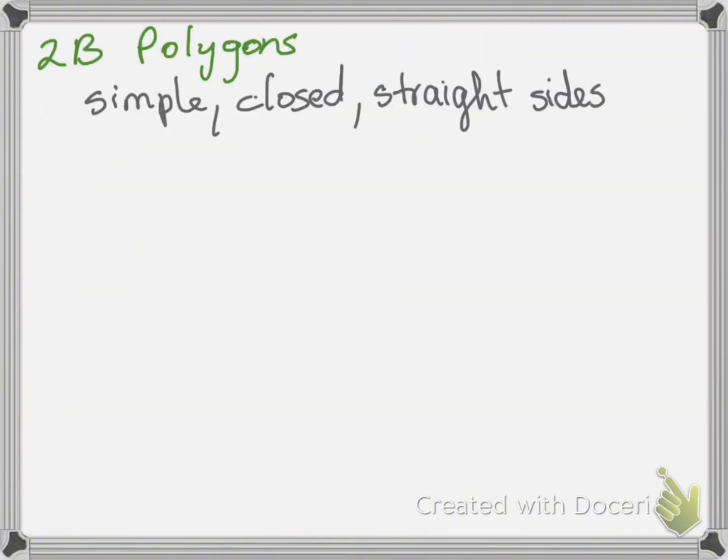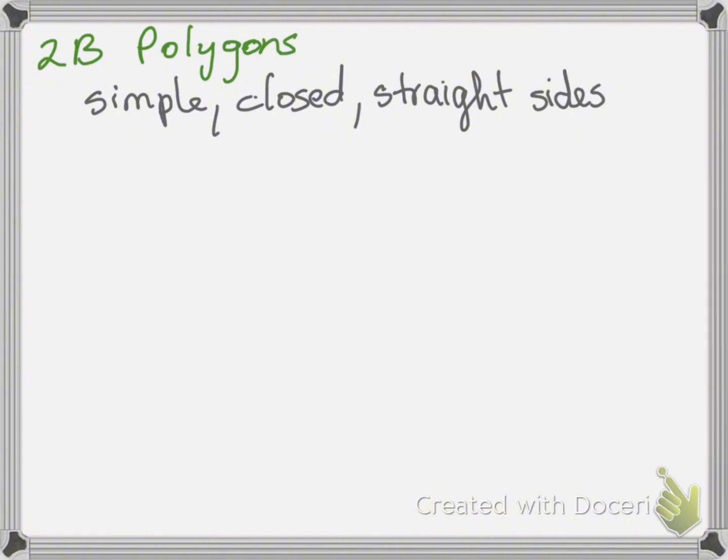The next section is polygons. Remember that poly means many and gons means angles, but they have three very specific characteristics. They are simple, they are closed, and they have straight sides.